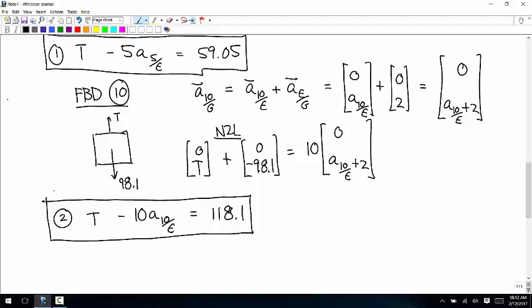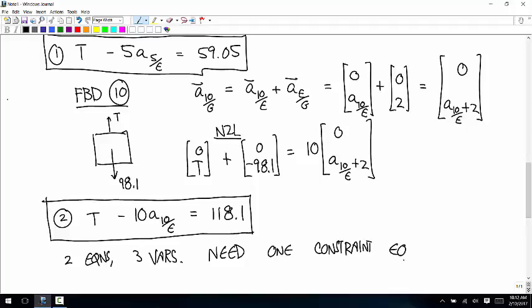Okay, so now we have a system of two equations. Can we solve this system? No, because there is a third variable. So we have two equations, three variables. That means we need one constraint equation. Where's that constraint equation going to come from? It comes from the same place that it did before the elevator was accelerating. Do you remember what that was?